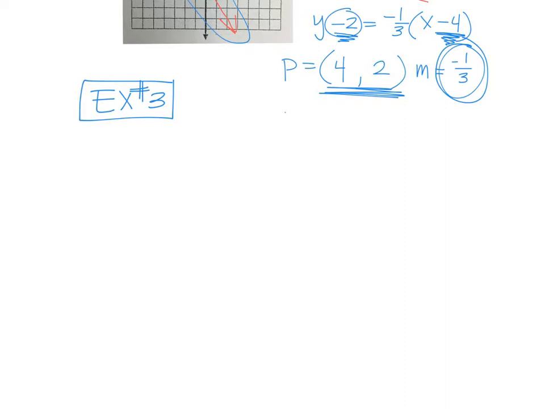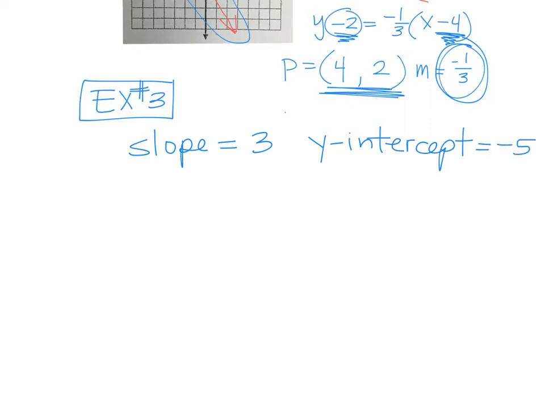Okay, example 3. You're gonna write the equation of a line now. If I tell you you have a slope of 3 and a y-intercept of -5, okay, and I tell you to write the equation of a line. First of all, you have to ask yourself, what do I have? I have a slope and a y-intercept. So which form uses a slope and a y-intercept?